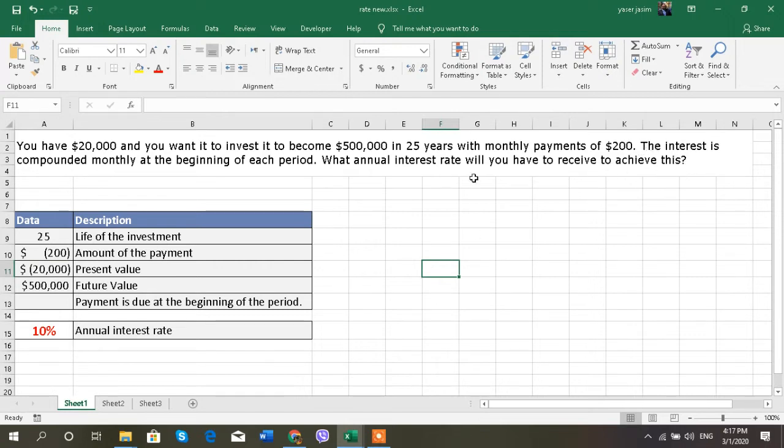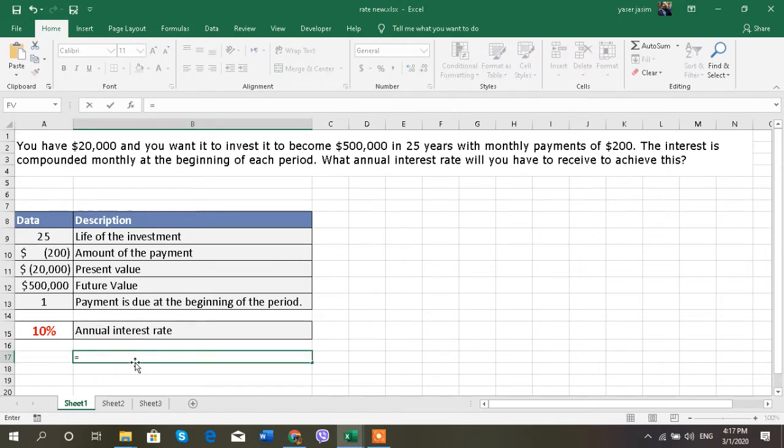The interest is compounded monthly at the beginning. This is going to be at the beginning. One is for the beginning. Now what do we need to do? First of all, this is going to be for a month. I'm going to calculate the rate for a month. So I'm going to write rate.